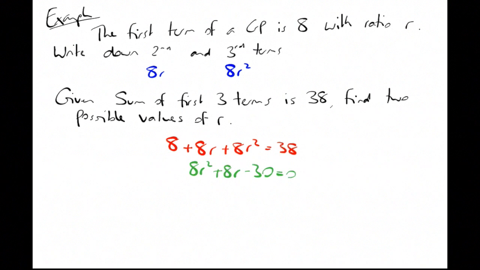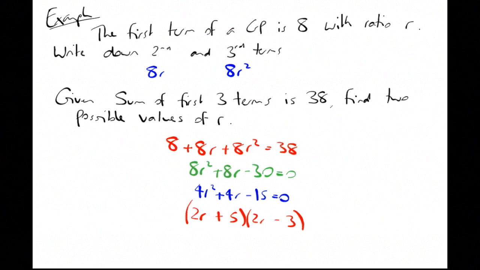Make that a little bit simpler, divide through by 2. 4R squared plus 4R minus 15 equals 0. And that is a nice easy one to factorise. The 4R squared turns into a 2R and a 2R. The 15 is going to be a 5 and a 3, so we need plus 5 and minus 3. That tells us that R equals minus 5 over 2 and R equals 3 over 2.